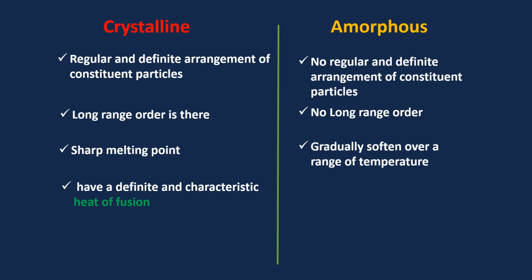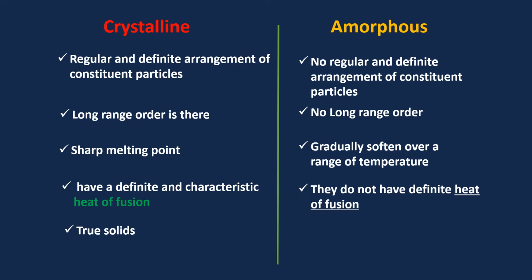In the case of crystalline solids, we have a definite and characteristic heat of fusion. What do we mean by heat of fusion? It can be represented as delta H f. That is, the amount of heat energy required to convert the solid into liquid, and that is definite and specific for crystalline solids. This is a characteristic property of a crystalline solid. But in the case of amorphous solids, they do not have a definite heat of fusion. That is also in the form of a range. We can say that some range is there.